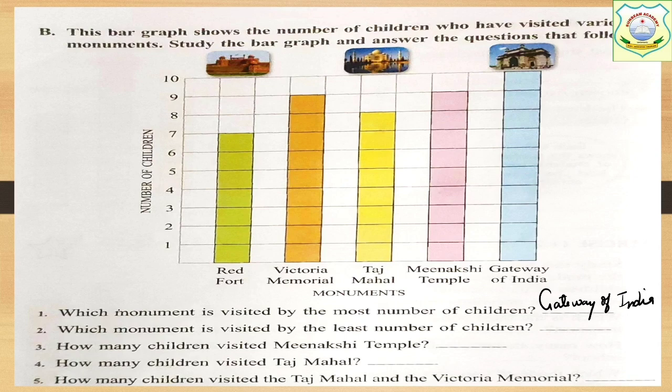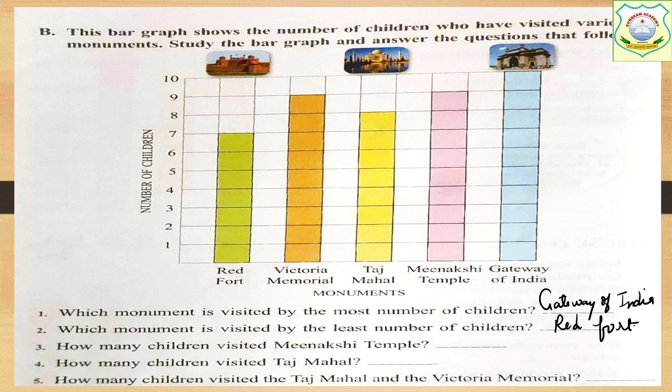Okay, next. Which monument is visited by the least number of children? Which one was visited the least? On 7 there is Red Fort. This is the minimum. So here you will write Red Fort.